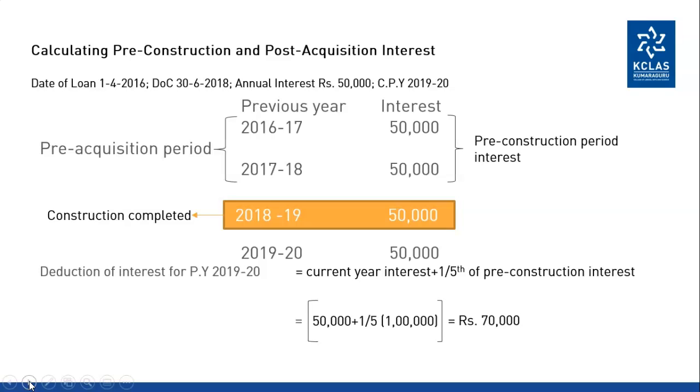Therefore the total interest that can be claimed as deduction under section 24B with regards to this particular house property will be the current year interest, that is 2019-20 interest, which is 50,000, plus 1/5 of the pre-construction period interest. That is 50,000 for 2016-17 and 50,000 for 2017-18, so total it is 1 lakh. 1 lakh into 1/5 is 20,000, so the total amount will be 70,000. This 1/5 means that in the first year it will be 20,000, second year 20,000, third year 20,000, fourth year 20,000 and fifth year 20,000. Therefore the total 1 lakh will be divided over the 5 years. That is the purpose of dividing this.